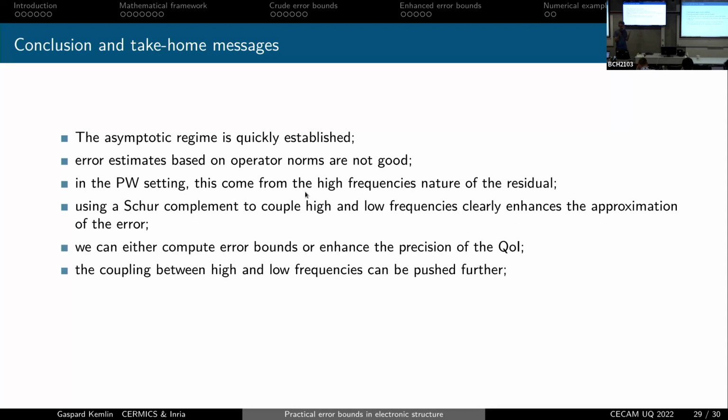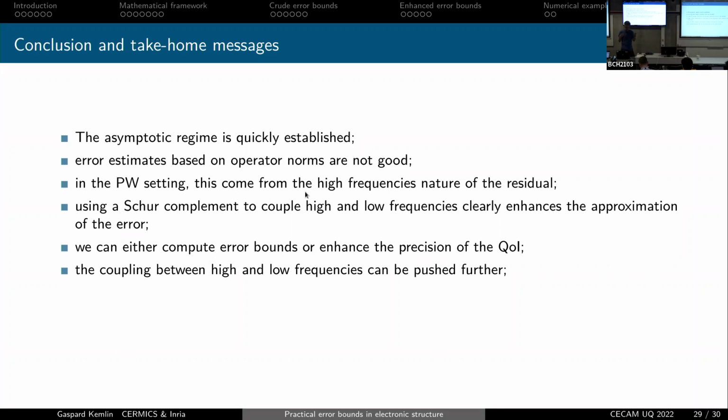And once we have an approximation of this error, as we don't have an upper bound, we just approximated our error at first order, then we can either use it to have an approximation of the error or to enhance it. If we know the error, then we can also add it to the actual quantity, and then we have a better approximation of the quantity.